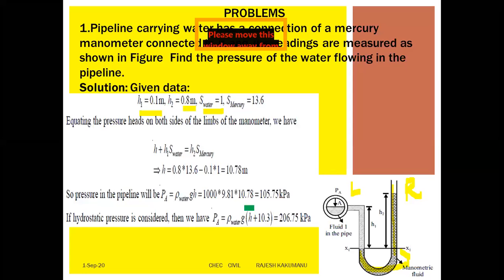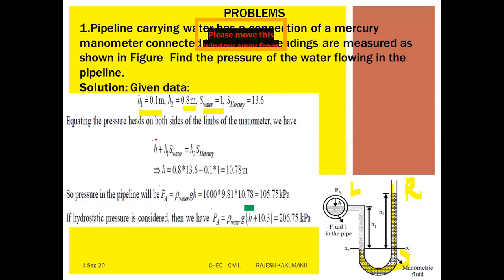Now see the figure. With this figure, what are the levels in the left limb and the right limb? In the left limb, the water is at some datum line X. From here, the mercury is passing with a difference of 20 centimeters. The center of the pipeline is 12 centimeters below the level of the mercury.